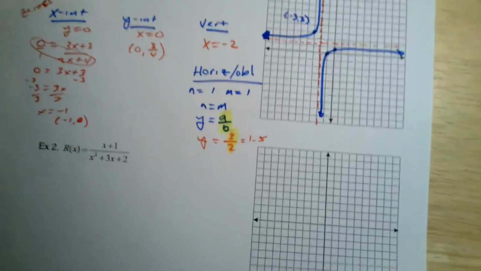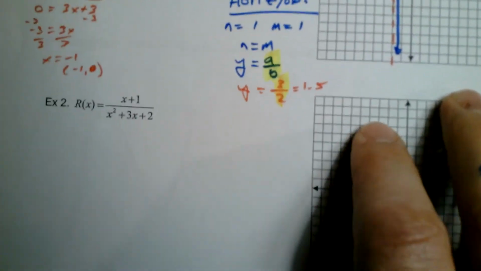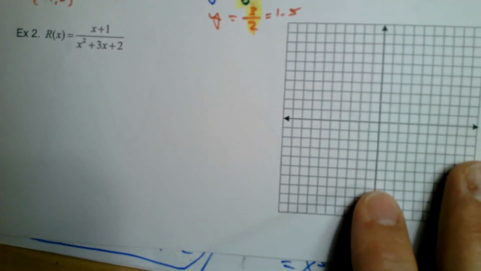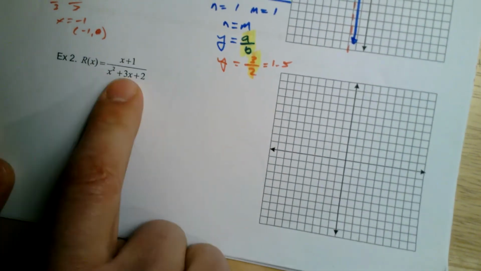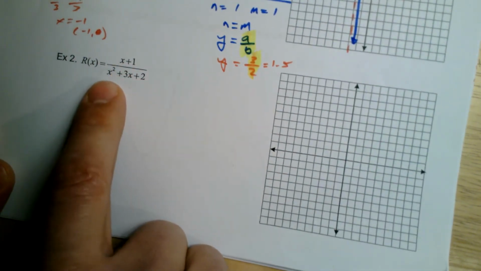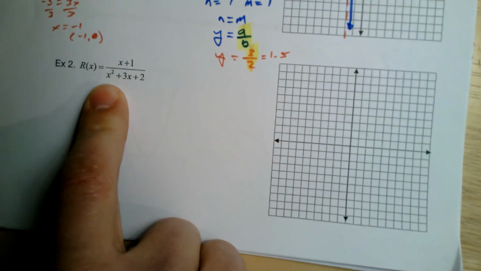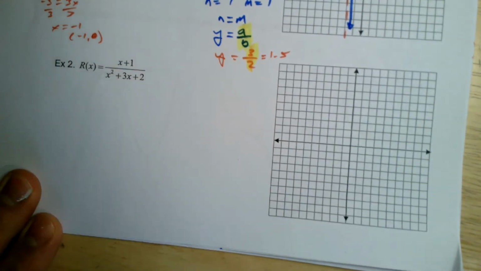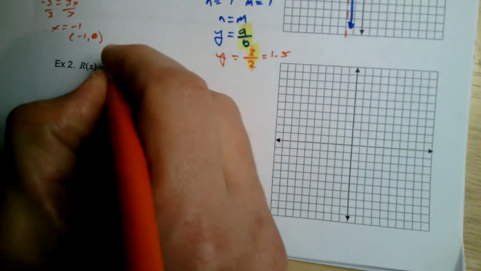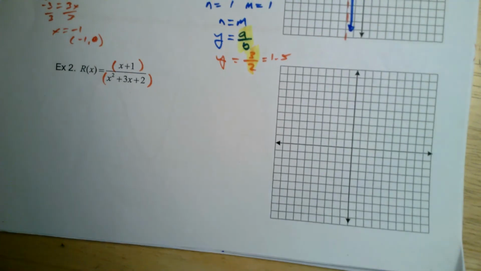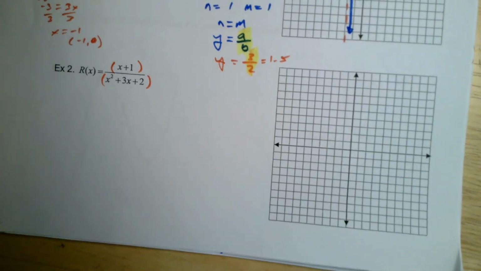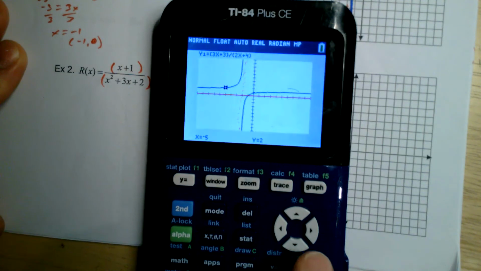Let me zoom here. Okay, so I'm just going to walk us through number 2 here. So I've got r of x equals x plus 1 over x squared plus 3x plus 2. Okay. So if I'm going to graph this with my TI-83, I would use parentheses here and here. If I'm graphing with my 84, I'm going to put parentheses there, or I'll show you what happens when you do the alpha y equals.